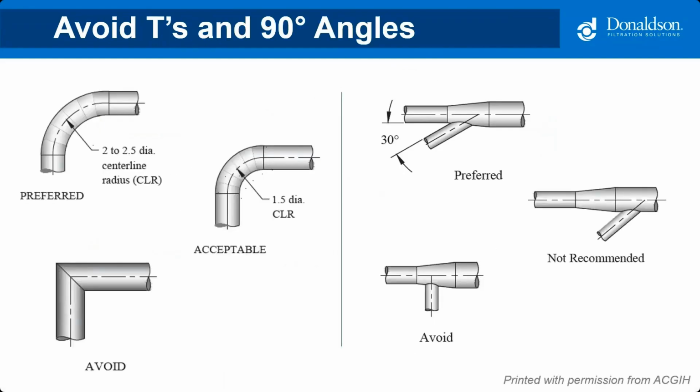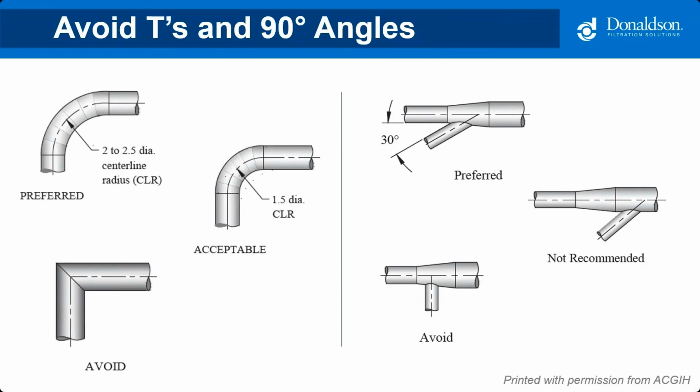So when you're looking at this slide, picture on the left are different elbows. So we would prefer elbows that are 2 to 2.5 diameter, centerline radius, except where space may not permit, in which case you can use a 1.5 diameter centerline radius, and that is also acceptable.